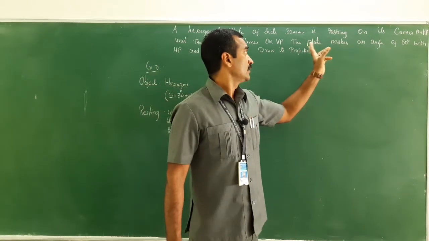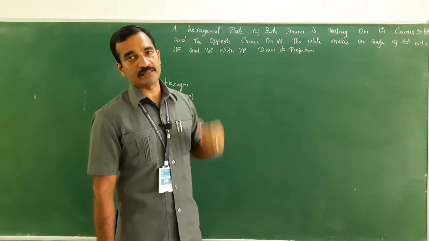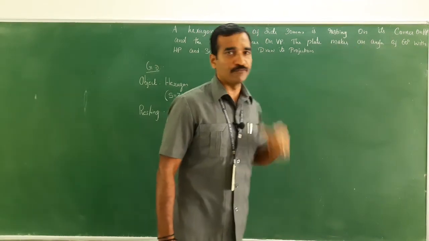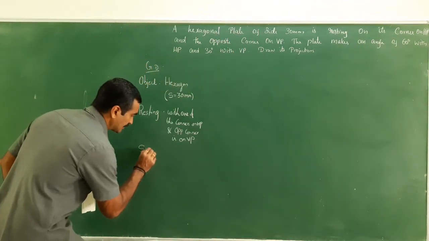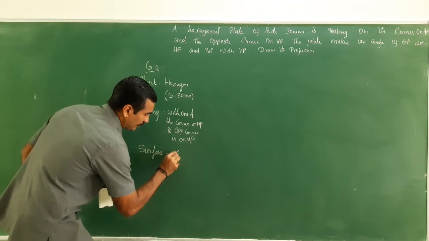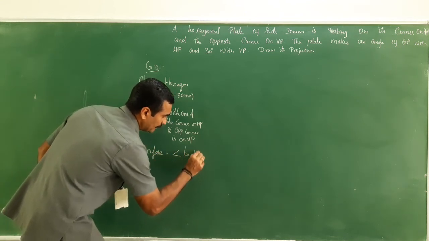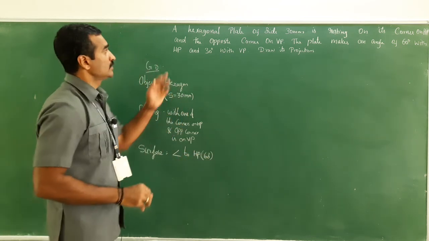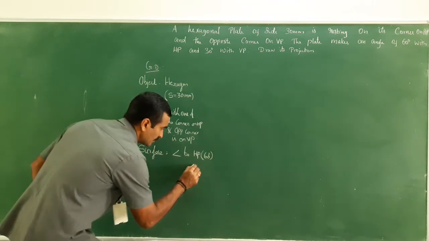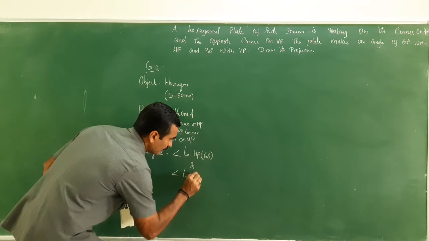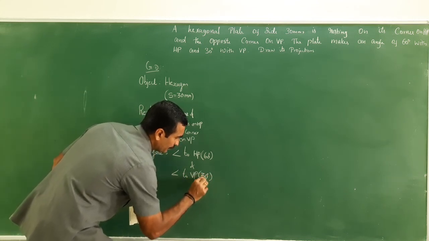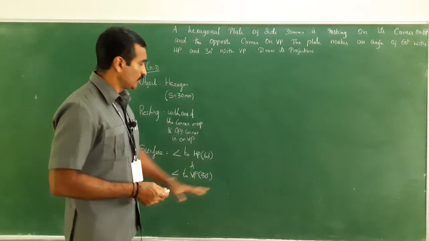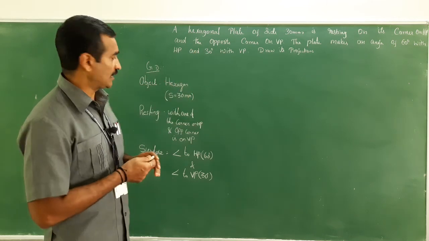The plate makes. So what does it mean? Plate makes means the surface, the plane, the lamina or the hexagonal plate makes an angle of 60 degree. That is nothing but the surface inclination. The surface is inclined to HP at 60 degree as well as 30 degree with VP. Right? Draw its projection. There is no side inclination. Instead of it, this is a special condition that has been given.